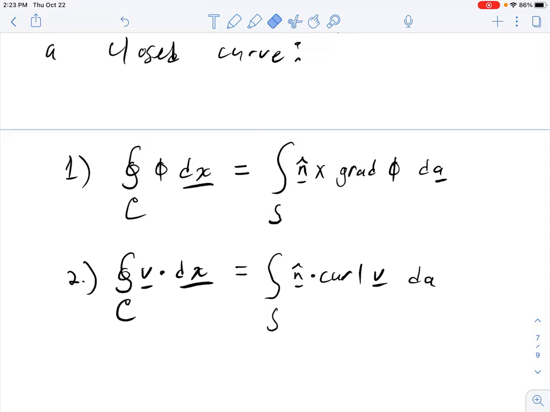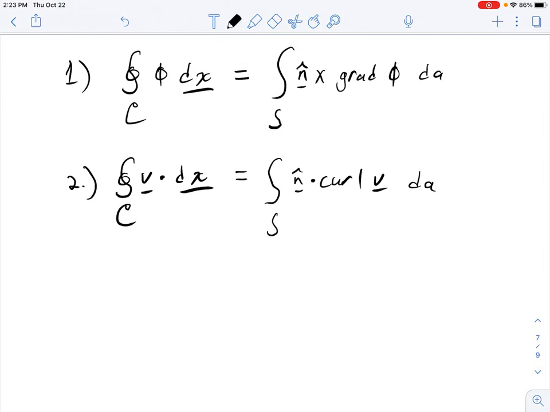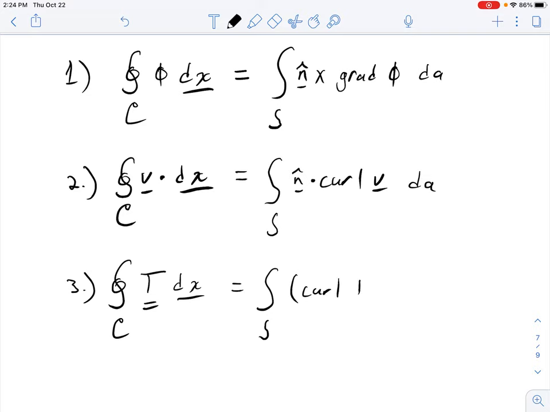Oh, that should not have, yeah. That's not a vector there, that's a scalar area, the vector's there. All right, and finally, the line integral of the action of a tensor on the differential tangent vector is equal to the integral over S of the transpose of the curl of T acting on N dA.